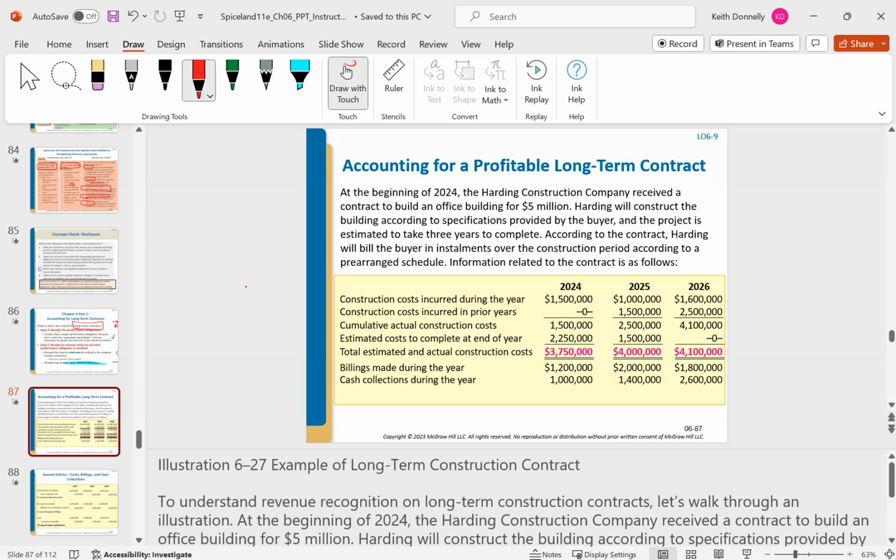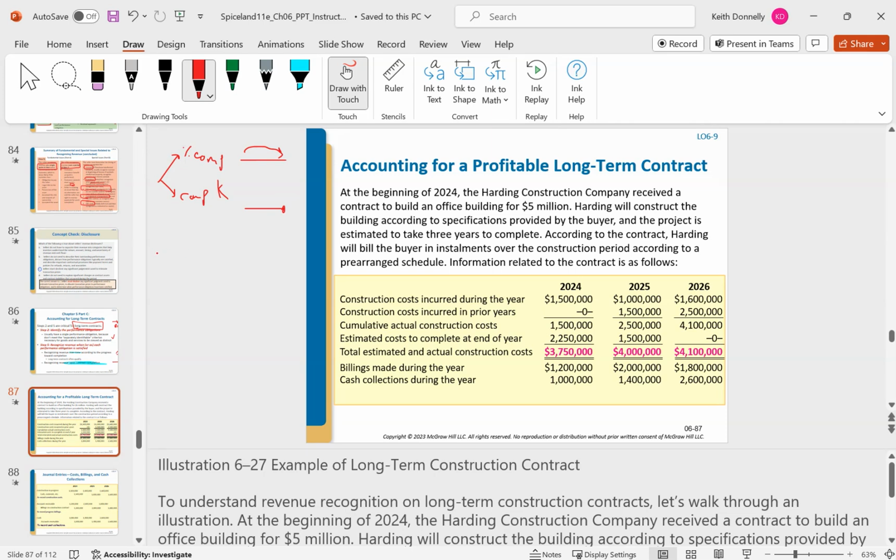So let's look at an example. They're giving us a lot of facts. Like I said, it's going to be a little bit overwhelming. One way I would approach this is: we have two methods. Percentage completion is method one. Completed contract is method two. One is throughout, where we recognize revenue. One is at the end.